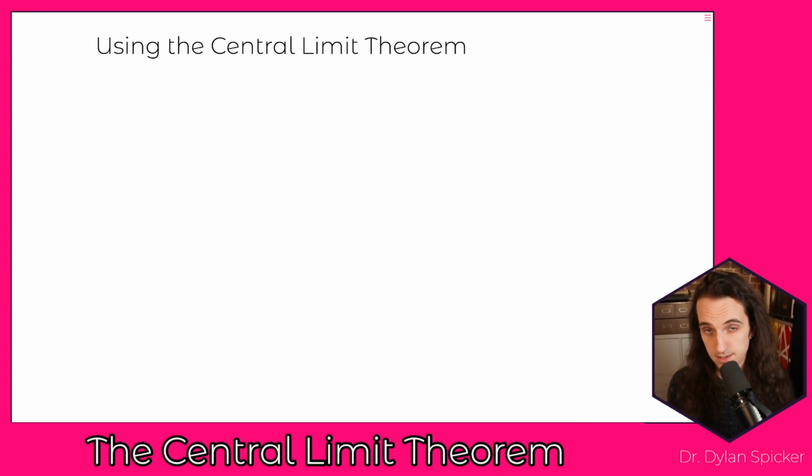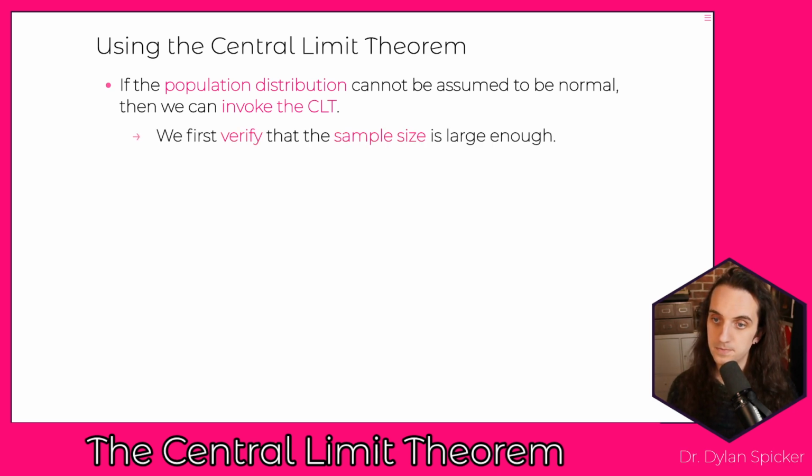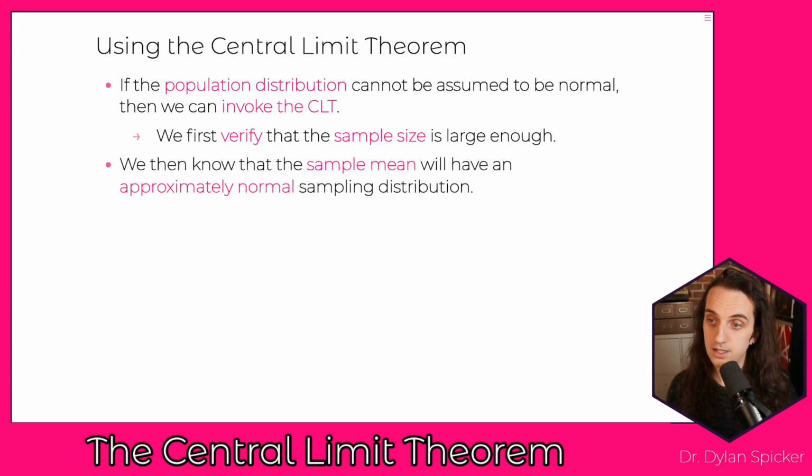So how do we go about using the central limit theorem then? Well, if the population distribution cannot be assumed to be normal, then we can invoke the central limit theorem, right? If we have a normal population, then we don't need the central limit theorem. But if we have anything else, then we can invoke it. And the first thing that we have to do is verify that the sample size is large enough. So again, that n equals 30 cutoff is often good enough, but that's not a hard and fast rule. Sometimes you might need a little bit more, sometimes you might need fewer, but as long as we have a large enough sample size, then we can say, okay, the central limit theorem is going to apply here.